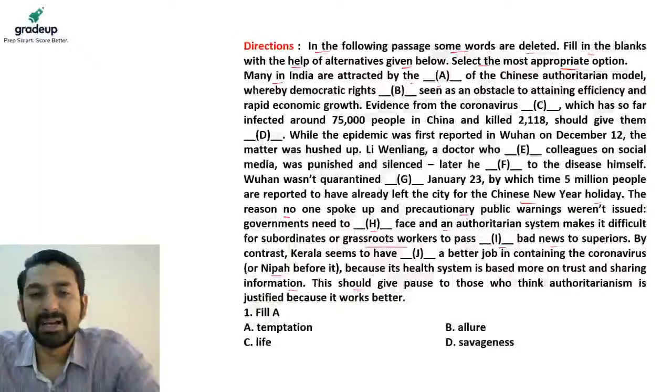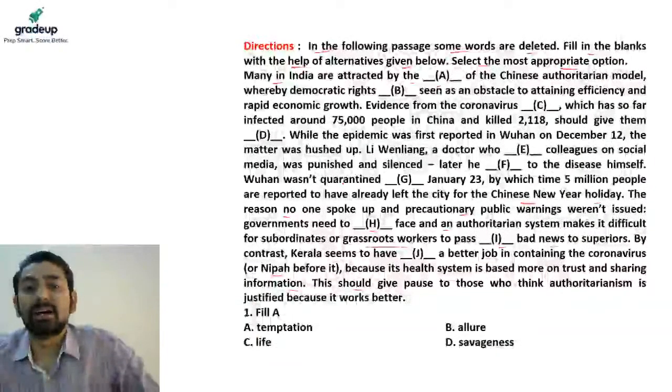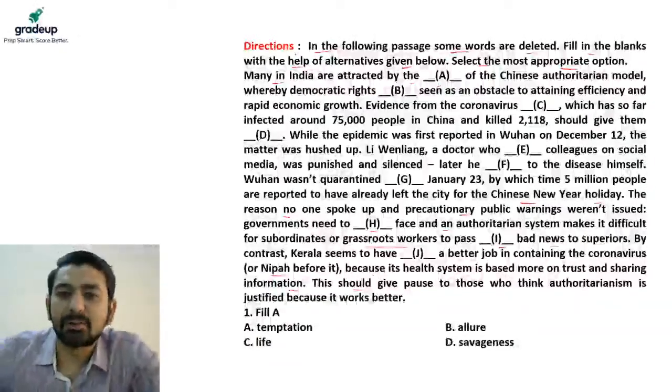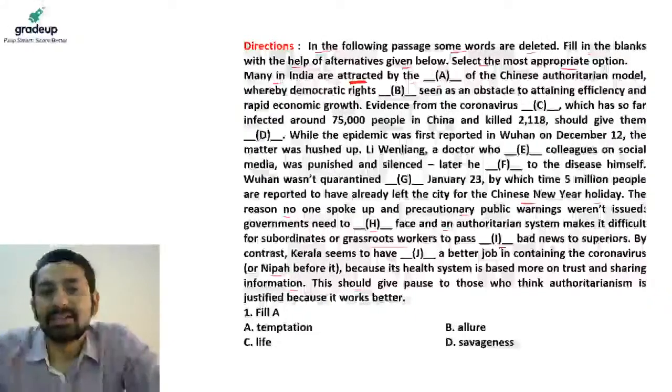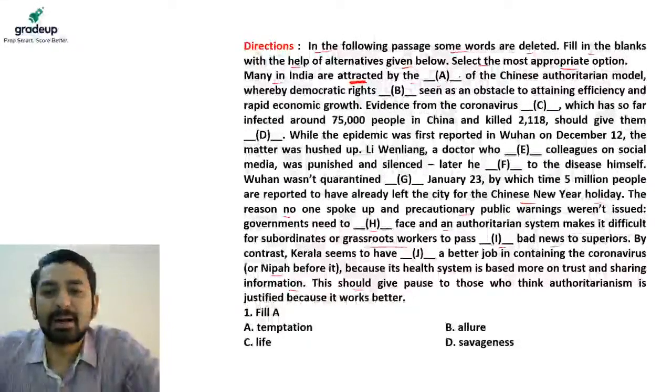Savageness. Many are attracted by the savageness of the Chinese authoritarian model. You people are saying savageness. Guys, let me tell you, whenever you talk about attracted, this is a kind of positive word. So generally you should select a positive word in this particular blank.